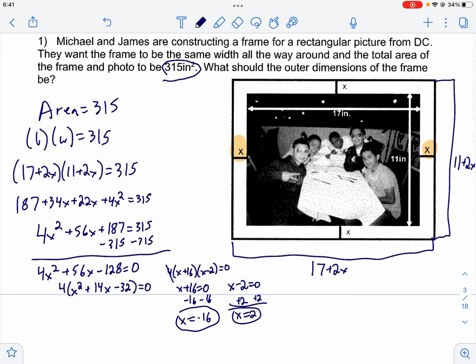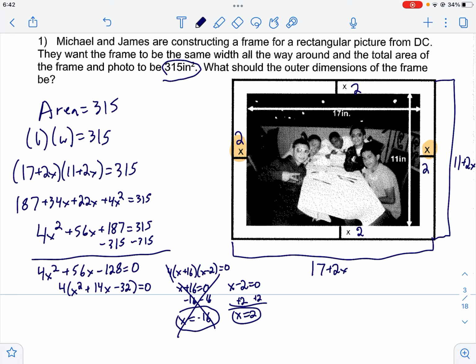So let's take a second and think about that. We have a real-world situation. We have this picture frame 17 by 11, or the picture is 17 by 11. It's asking us, what should we fill in for the outer frame? So would it make sense for x to be equal to 2 or negative 16? Hopefully you're thinking to yourself, that wouldn't make sense for x to be a negative number. A length can't be negative. So that means x has to be 2. So all around the frame, there's going to be a 2-inch border.